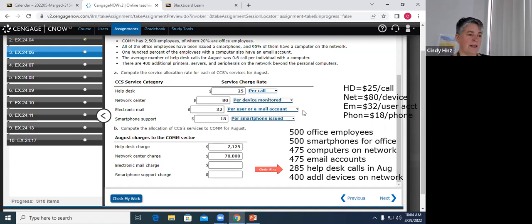Email is allocated at $30 per user or email account, and we have 475 email accounts. 475 accounts at $30 each, total of $15,200 for email. And finally, the smartphone charge, and there are 500 smartphones for the office. 500 smartphones at $18 each is a total of $9,000.